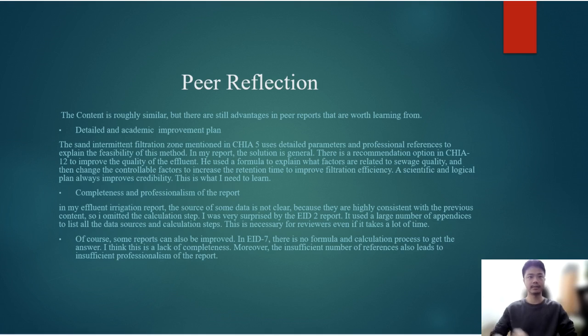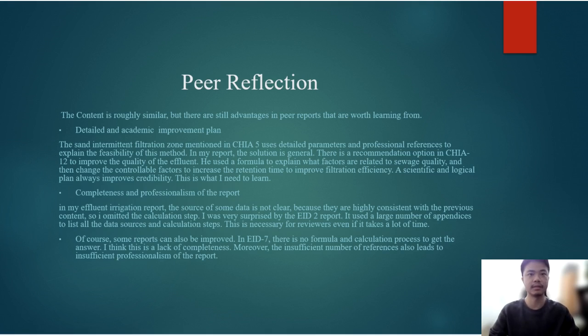The next part is the peer reflection. Since our reports are almost similar because we all followed the subject description step by step, there are still some advantages in peer reports that are worth learning from.